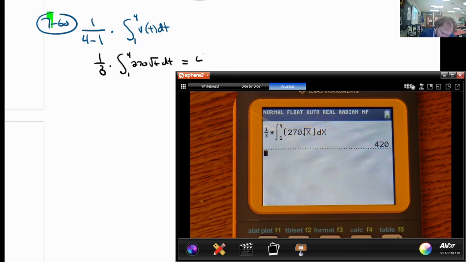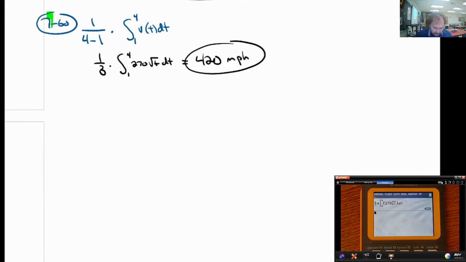Very cool. This is an average velocity, so the unit is miles per hour, mph. That's the average velocity flown. So somewhere in that range from 1 to 4, they were going exactly 420 miles per hour. That would be a question you could answer, when that happens, but we'll deal with that.